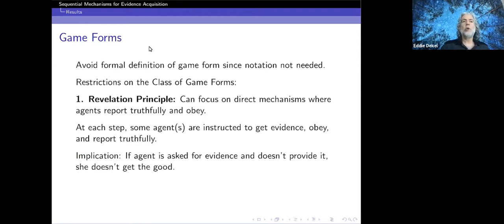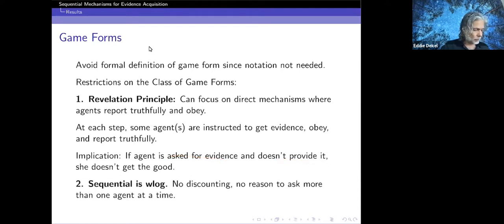What we want to do, of course, is provide the maximal punishment in case the agent doesn't do what we ask him to. And what's the maximal punishment here? There's no transfer. So the maximal punishment is just not giving the good. So if we ask for evidence and it's not given, the agent doesn't get the good. So that's the first part of our conclusions about what the mechanism looks like.